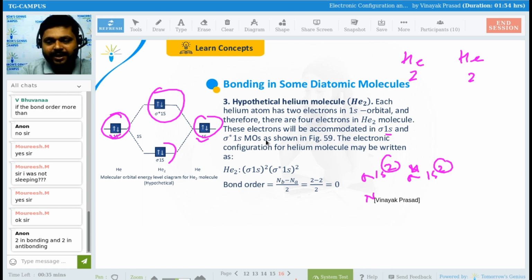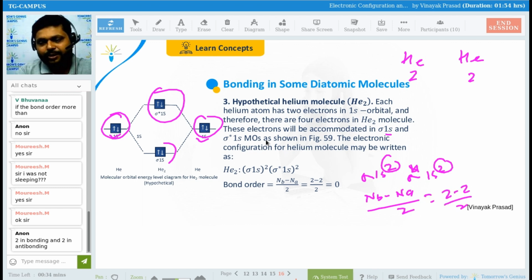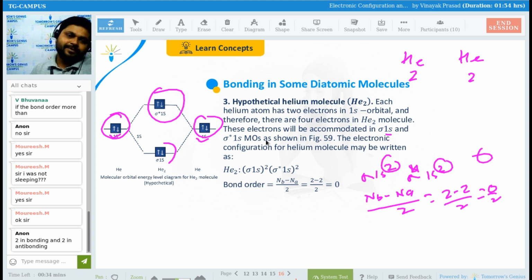So bond order is (NB minus NA) upon 2, so can we write 2 minus 2 upon 2? It will be what? 0 upon 2. It will be 0. Yes or no, guys? So the bond order will be 0 only. I hope everybody is now understanding. Everybody is understanding now. Yes or no, guys? So now you can see here NB minus NA, 2 minus 2 upon 2. So the right answer is 0. So you have given me the same answer. So the bond order will be 0 only.